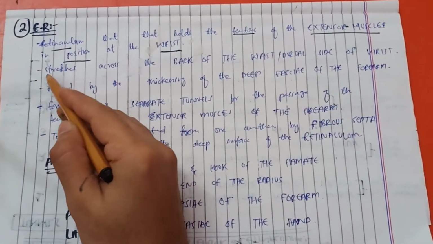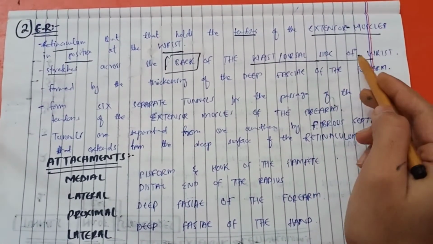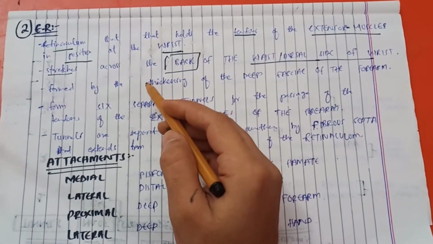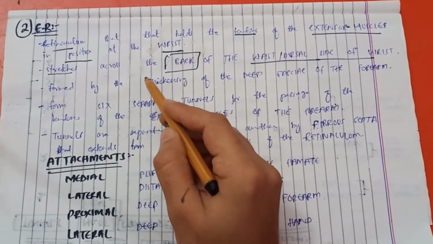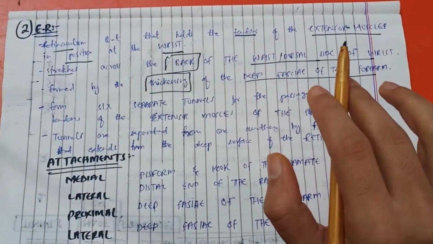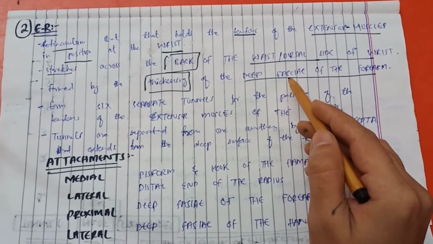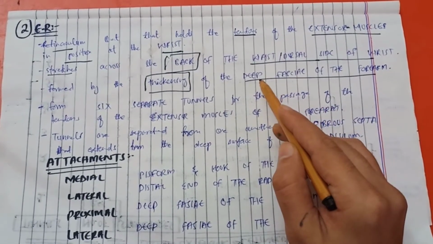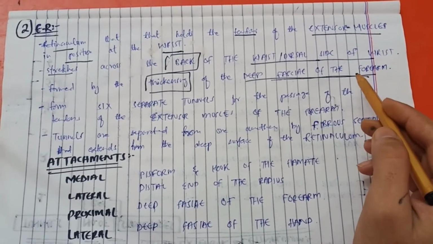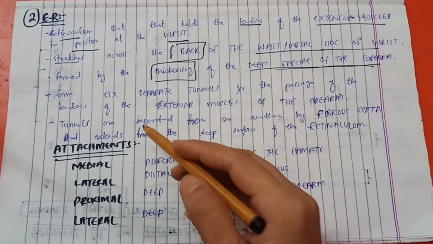The extensor retinaculum stretches across the back of the wrist, or the dorsal side of the wrist, unlike the flexor retinaculum. Like the flexor retinaculum, it is also formed by the thickening of the deep fascia of the forearm. We know that the retinaculum is formed by the deep fascia, but here specifically we are studying the retinaculum of the wrist. So it is formed by the thickening of the deep fascia of the forearm, because the wrist is present at the end of the forearm. Now let's deep dive into it.